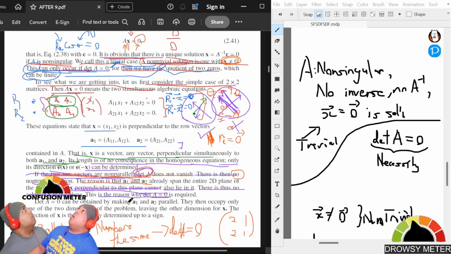Determinant A equals 0 can be obtained by making A1 and A2 parallel. They then occupy only one of the two dimensions of the problem, leaving the other dimension for X. The direction of X is then uniquely determined up to a sign.